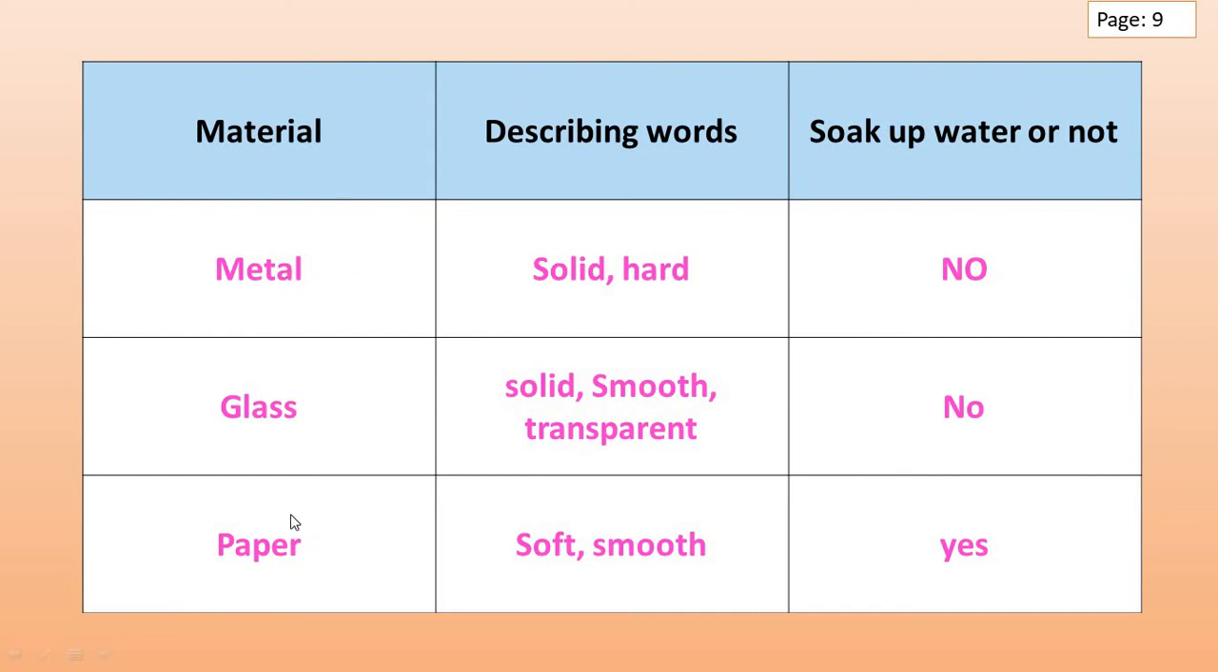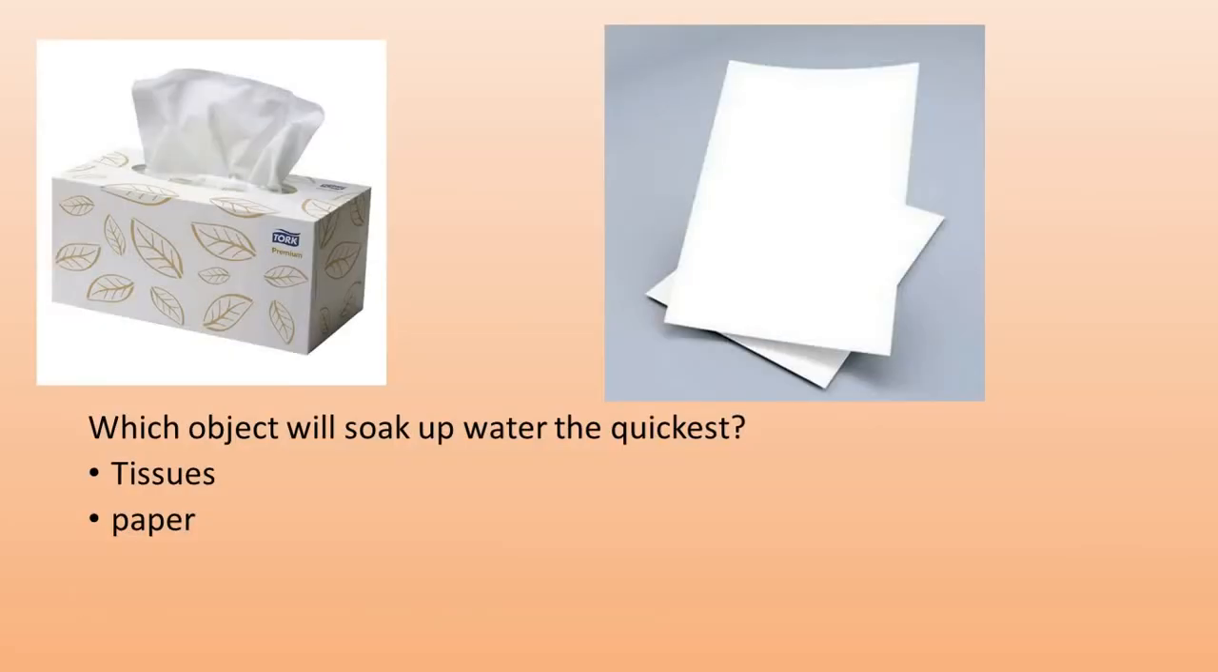Metal, glass, and paper. Describing words. Metal. We know now that metal is solid and hard. Glass is solid, smooth, and transparent. And the paper is soft and smooth. So please grade 2, be sure to write these answers on your book. Page number 9.